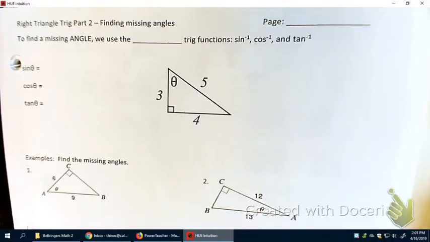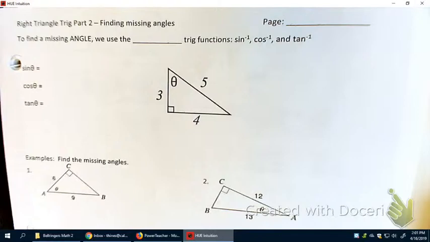Whenever you're trying to find an angle, look at some of the problems under here. You see how there are two sides, like on number 1 there's a 6 and a 9, on number 2 there's a 12 and 13, and the thing that's missing is the angle. Okay? There's something different that you do whenever you're missing an angle.